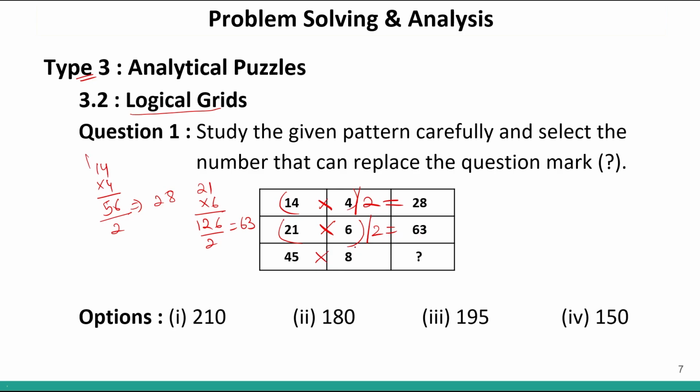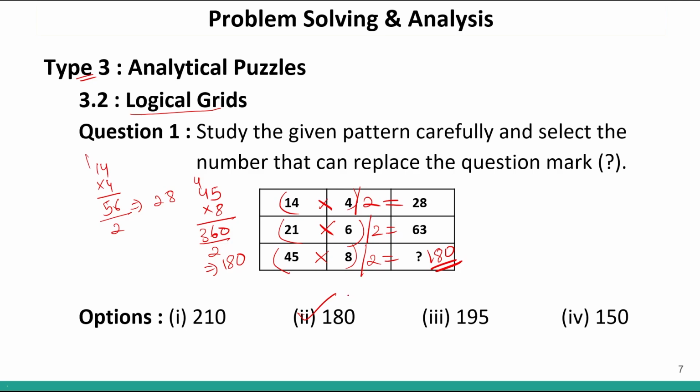So row 3 will be 45 into 8 divided by 2 should give me the answer. So 45 into 8 will give me how much? This will be 360. And if I divide 360 by 2, I'll get 180. So 180 will be the answer which is given in option number 2. So option number 2 will be your correct answer to this question on logical grid.